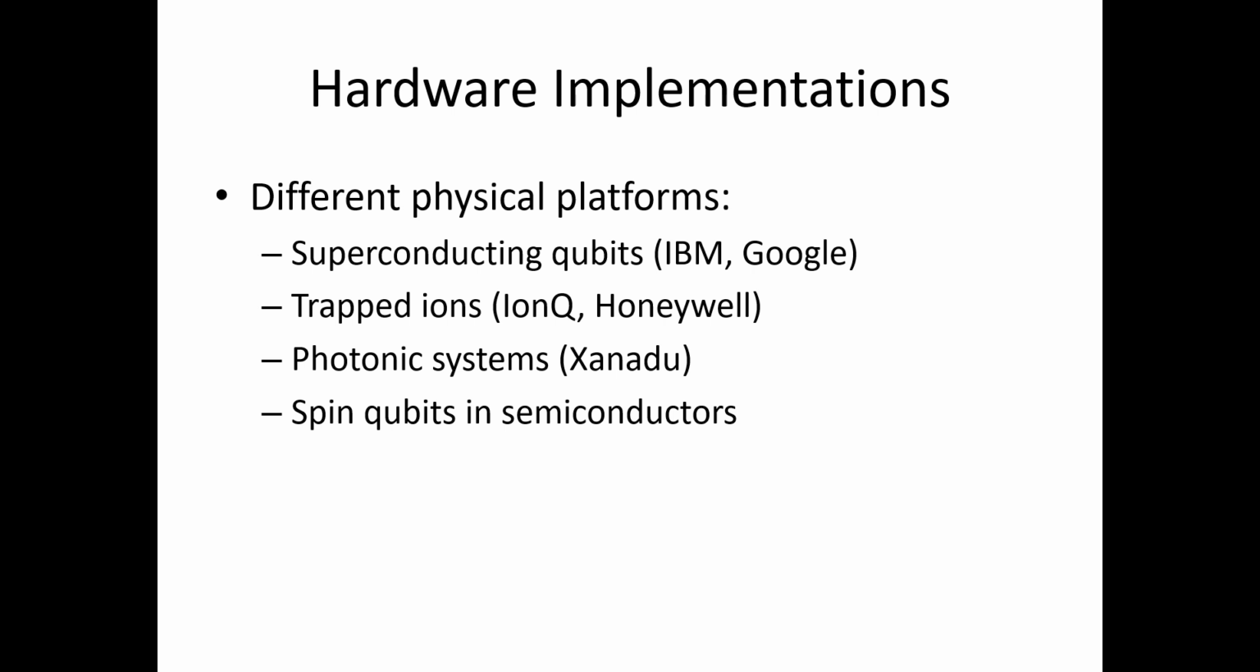Several different physical platforms are being explored to build qubits and quantum computers. Some leading candidates include superconducting qubits used by companies like IBM and Google, trapped ions pursued by IonQ and Honeywell, and spin qubits in semiconductors. Each platform has its own strengths and challenges in terms of qubit quality, connectivity, and scalability.